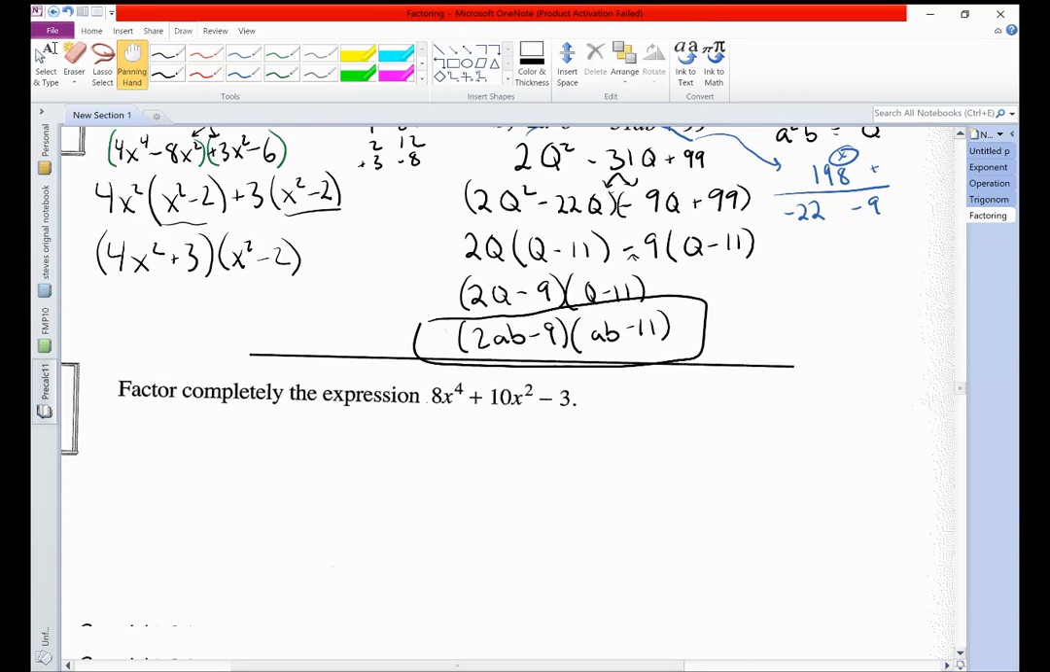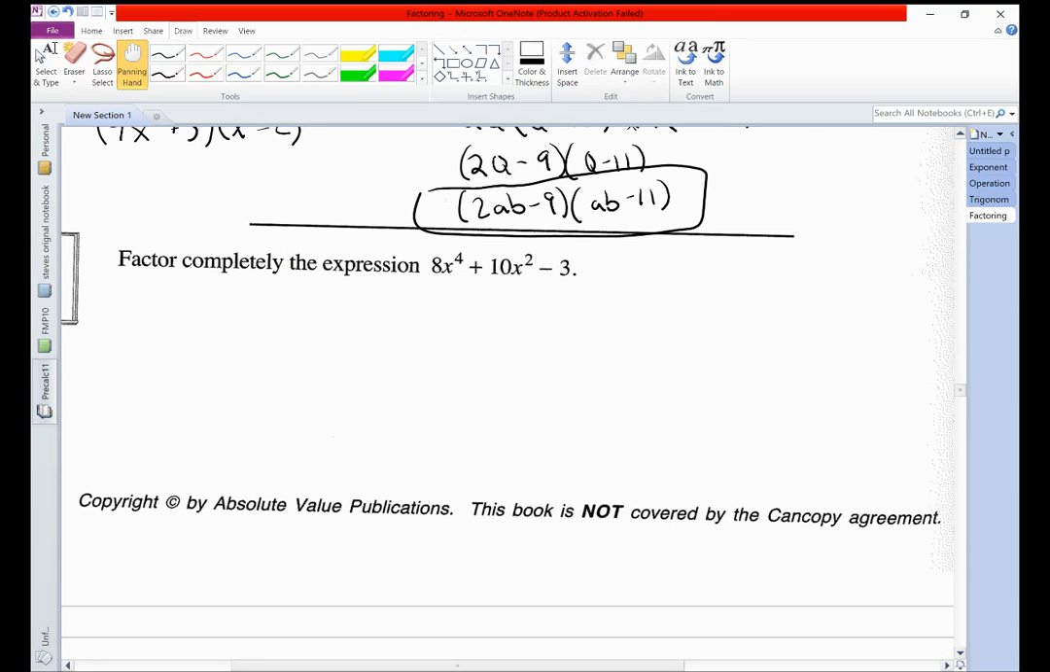Okay, I'm going to do the next one. I know we've got three more examples to do, and then we're done. Okay, so same process with this one. I've got x to the power of 4, x to the power of 2, and a constant, so I'm not going to do my substitution method, even though I love it so much. So we're going to go 8 multiplied by negative 3, and we get negative 24. So I'm looking for two numbers that multiply to negative 24 and add to 10.